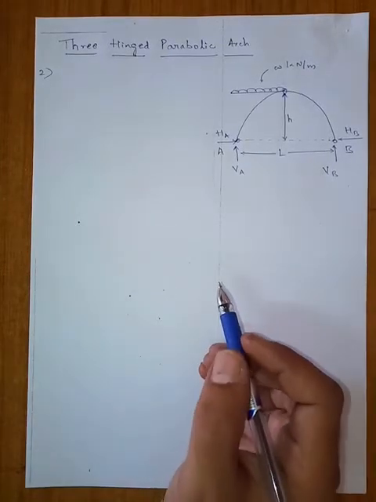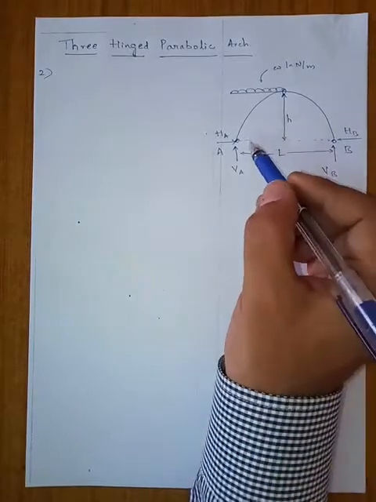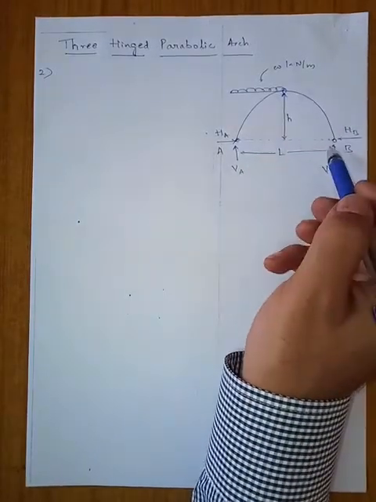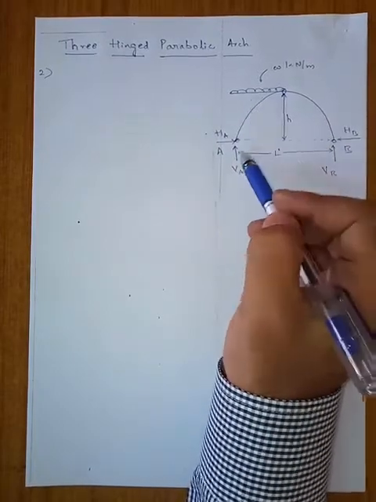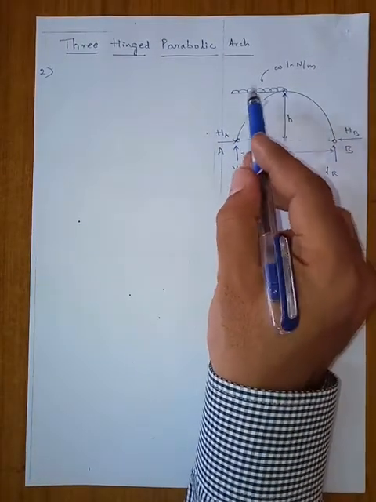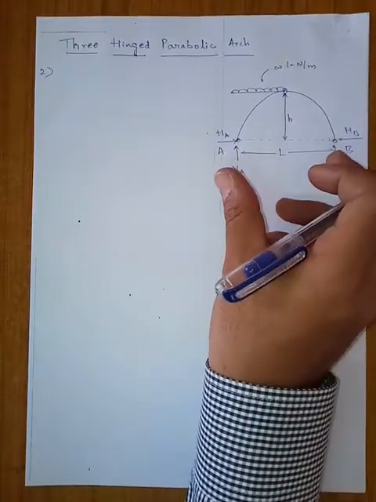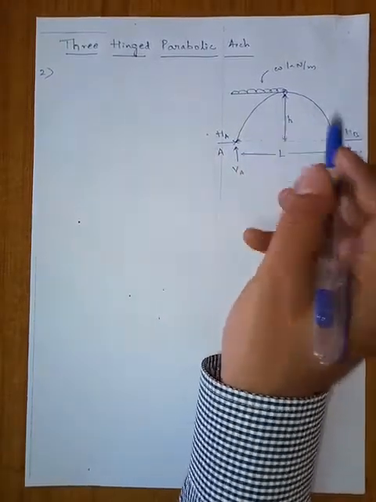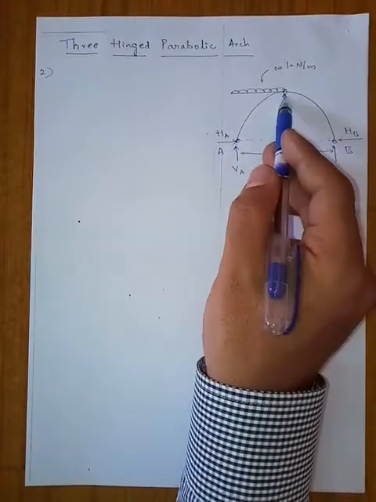Now we have a second derivation of the 3-hinged parabolic arch. Earlier, in the first derivation, we had a 3-hinged parabolic arch subjected to UDL throughout the span. Here we have a 3-hinged parabolic arch subjected to UDL only in the left half portion of the arch. Let us have a parabolic arch with 3 hinges, 2 at either support and 1 at the crown.